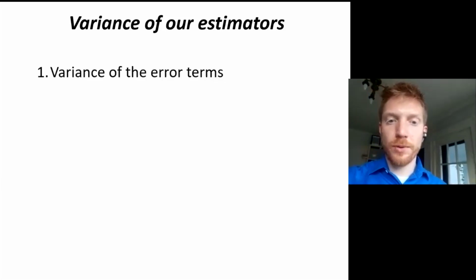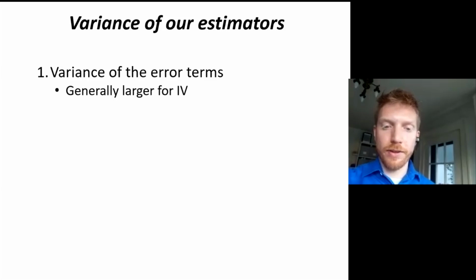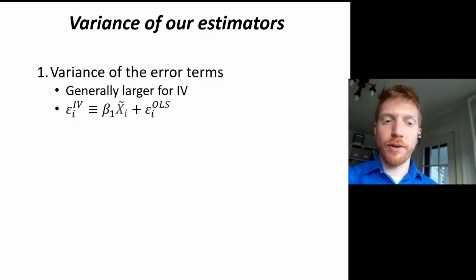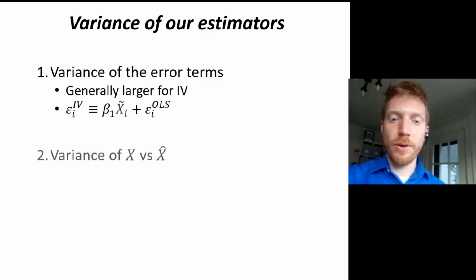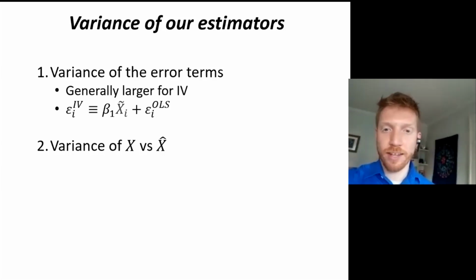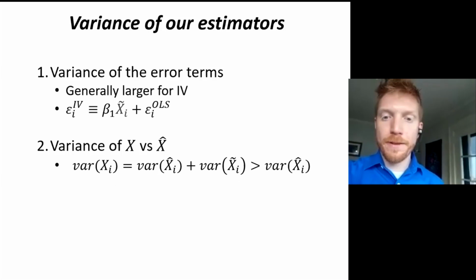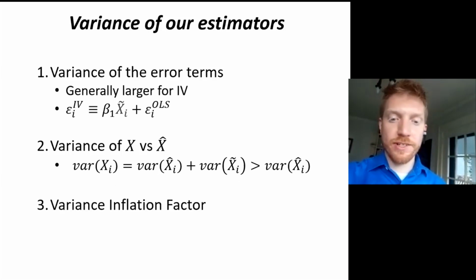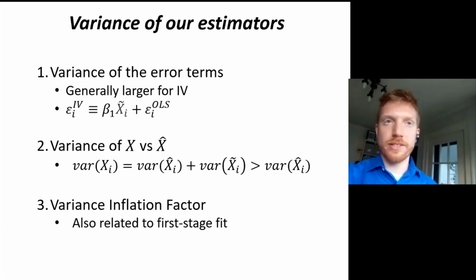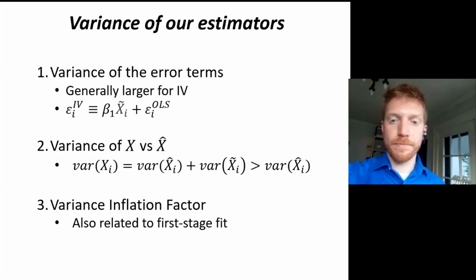So just to sum up, we're talking here about the three things that impact the variance of our estimators. Variance of the error terms, generally larger for IV. You can see that in this equation. The variance of x is generally larger than the variance of x hat. We can see that in this equation here. And the variance inflation factor, also related to the first stage, but doesn't necessarily have a consistent sign.